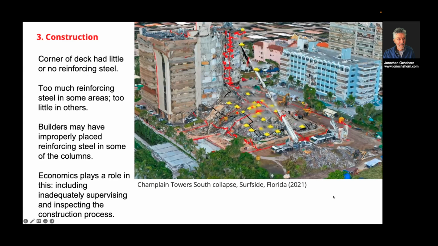In the case of Champlain, some of the deck had little or no reinforcing steel, too much steel in some other places, causing overcrowding. They may have placed reinforcing steel improperly in some of the columns. And economics is playing a role in all of this, including the fact that there's inadequate supervision, because all of these things cost money and nobody wants to spend the money.